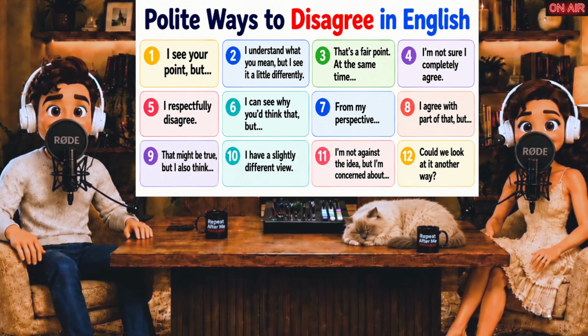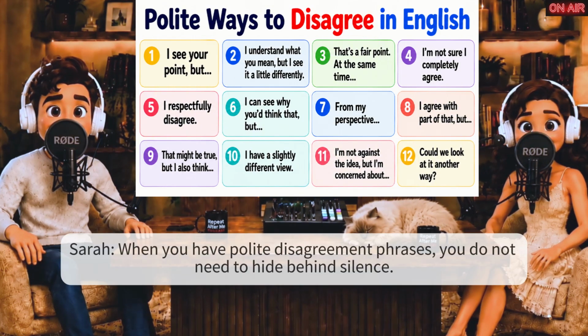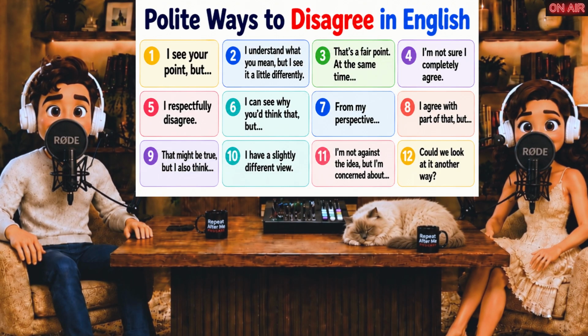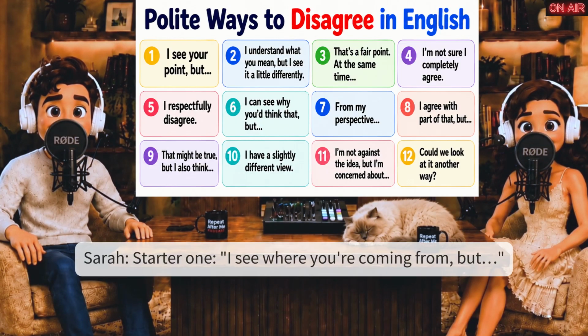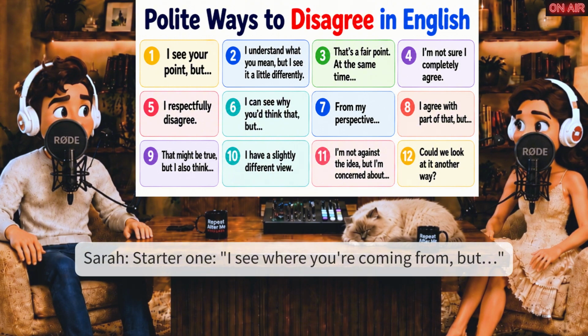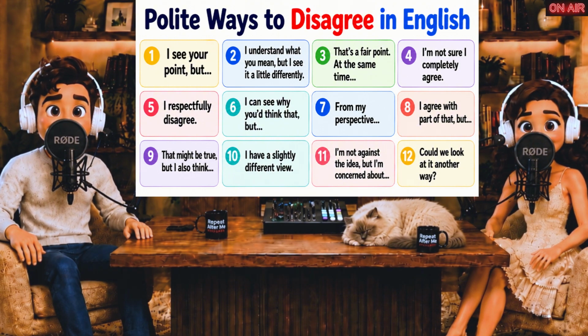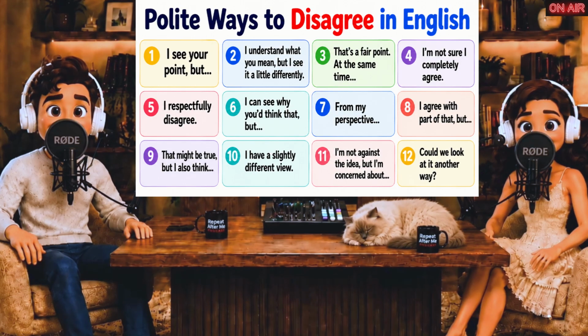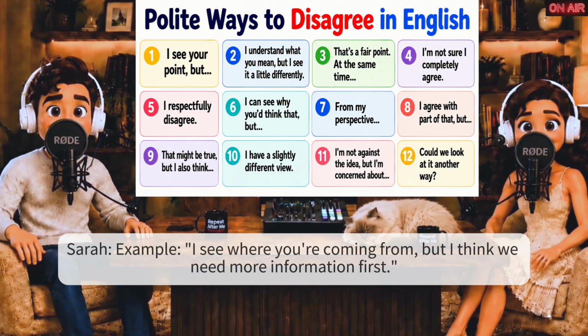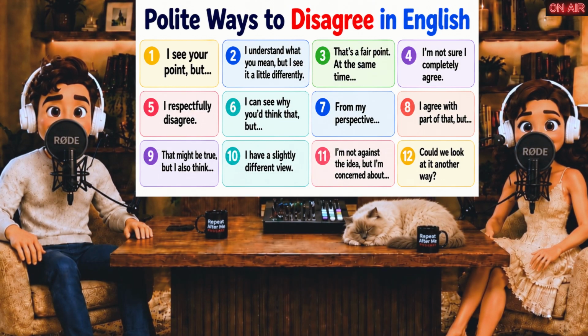Exactly. When you have polite disagreement phrases, you do not need to hide behind silence. Now let's move to 5 conversation starters for polite disagreement. Starter 1. I see where you're coming from, but... Use this when you understand the other person's reason, but you have a different view. Example. I see where you're coming from, but I think we need more information first.